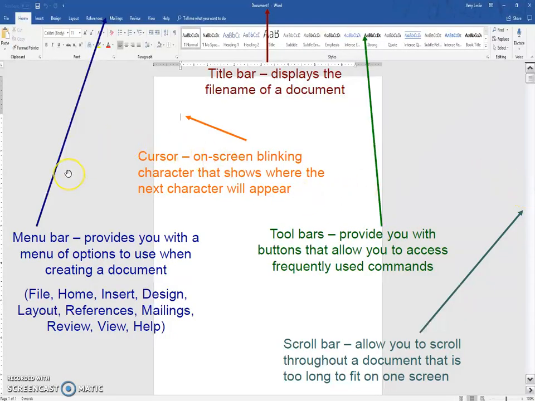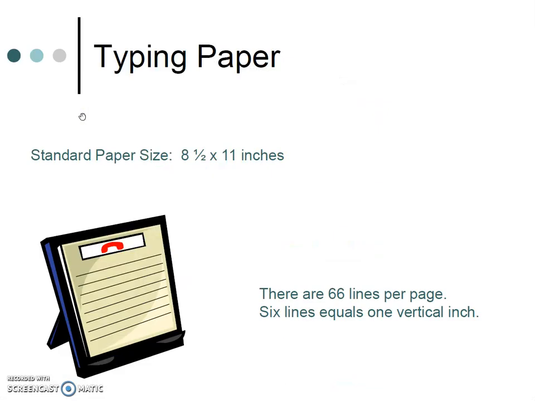And then you've also got the menu bar. Now, the menu bar provides you with a menu of options to use when creating a document. You might also hear them called tabs. Okay, but that's just this row right across here. So File, Home, Insert, Design, Layout, References, Mailings, Review, View, and Help are those menu buttons that you will see in Microsoft Word.